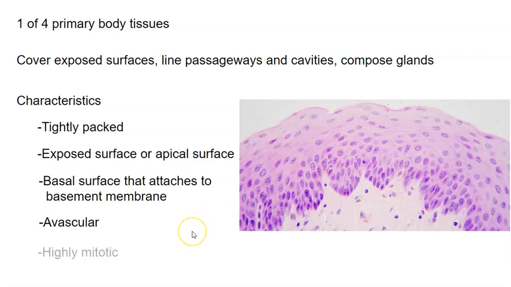It's avascular. It's also highly mitotic. It means there's lots of mitosis. It divides often. The layer that's dividing is this basal layer down here. So we would consider these stem cells, if you will. They're actively dividing all the time.